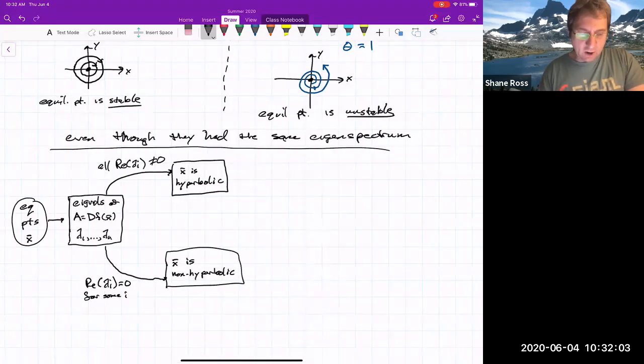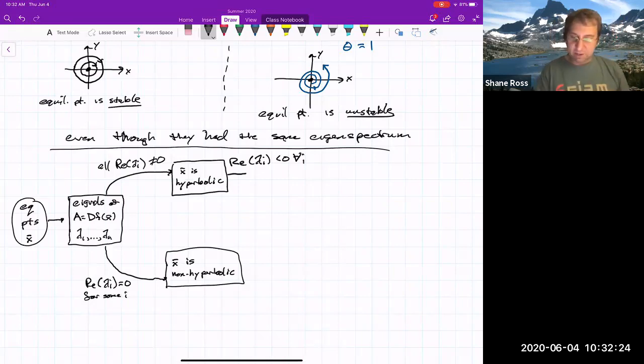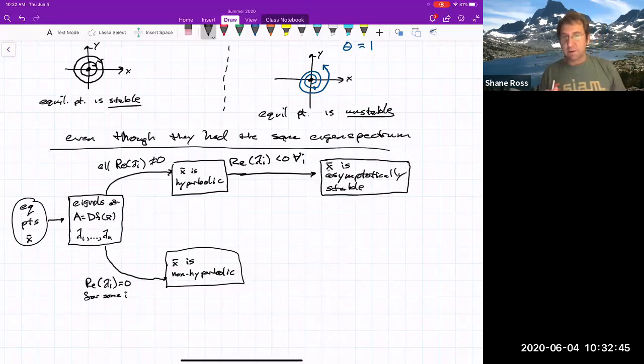For this hyperbolic case, let's say all we're trying to conclude is something stable. So if the real part of all the eigenvalues is less than zero for all i, that means all the eigenvalues are definitely in the left half plane, then we conclude that X bar is asymptotically stable. That means that all points that start in the neighborhood of X bar will eventually end up at X bar, and exponentially fast. That case is called asymptotically stable.